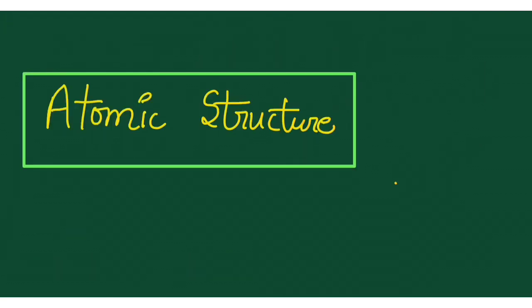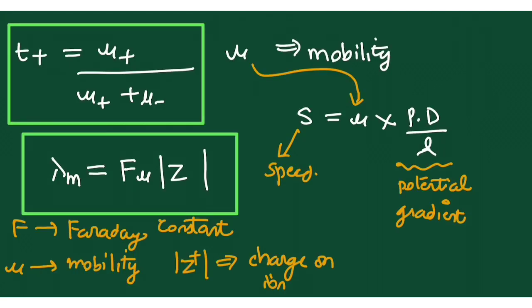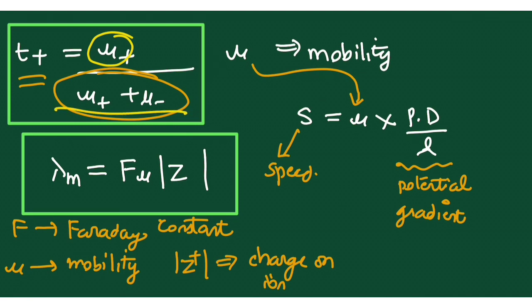Very important. Now moving to transport number is equal to mu plus divided by mu plus plus mu minus. You must be noticing one thing: only the type of quantity in the numerator is changing, otherwise the pattern is the same. The cation on top divided by the summation in the bottom. That is it. What is mu here? Mu is the mobility.